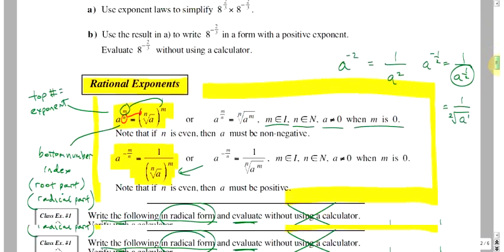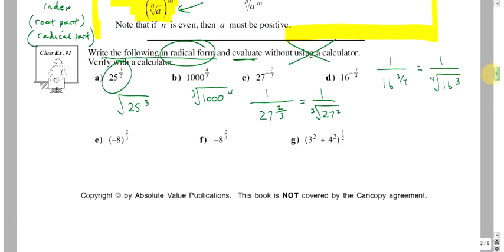Okay? Let's go back to a couple of these and then you're on your own. Do you want to do 25 cubed first and then take the square root of it? Or do we know the square root of 25? Square root of 25 is 5. That's cubed, and that's 125. Okay?